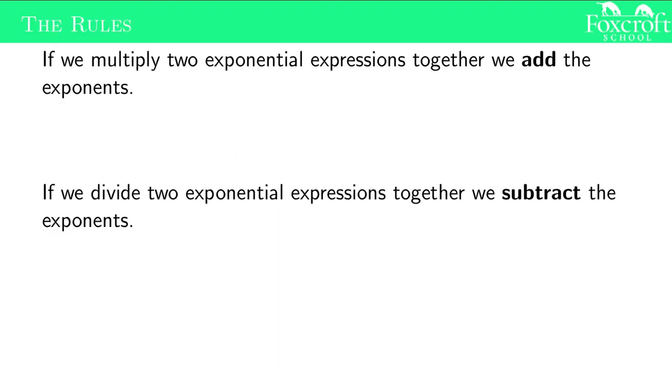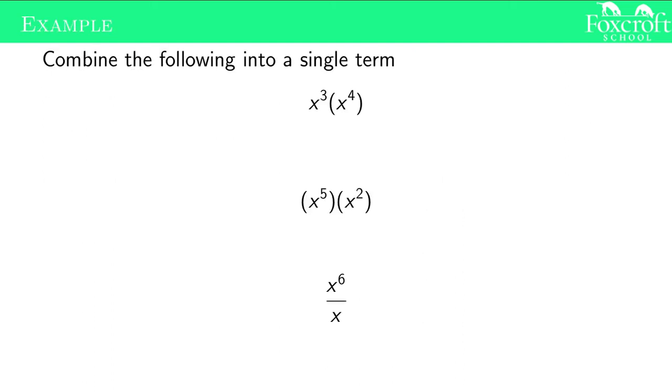The first thing is if we multiply two exponential expressions together, we add the exponents. Multiplying exponentials together, we add, and then the opposite of multiplying is dividing, which makes sense. If we do the opposite of multiplying, we do the opposite of adding, which is subtracting. We'll see what this means when we do examples. But multiplying exponentials together means you add the exponents.